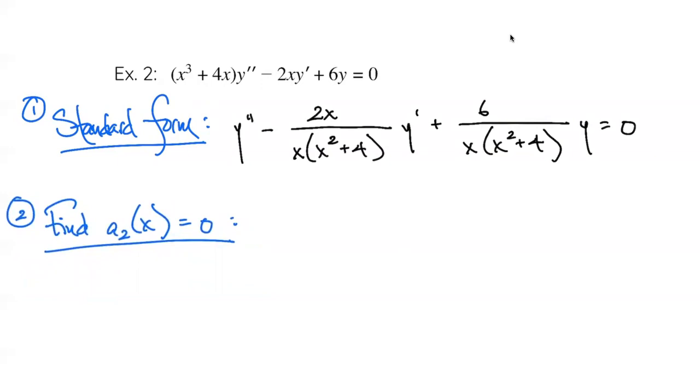Then we want to see what our possible singular points are. In fact, what makes that leading coefficient equal to 0? We'll have x cubed plus 4x, which we know factors into x times x squared plus 4. We're going to ask what values of x make that equal to 0.